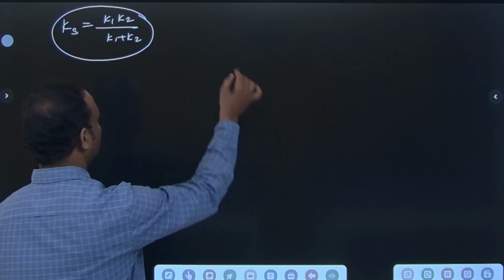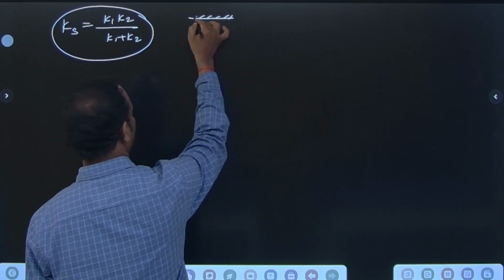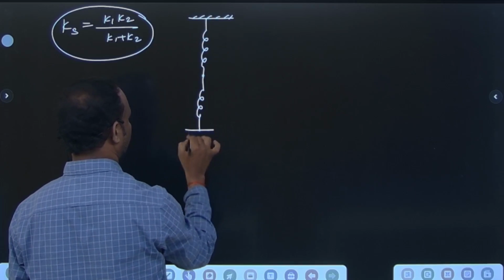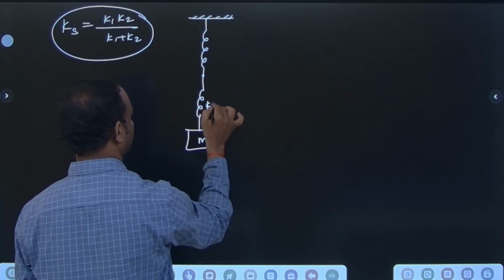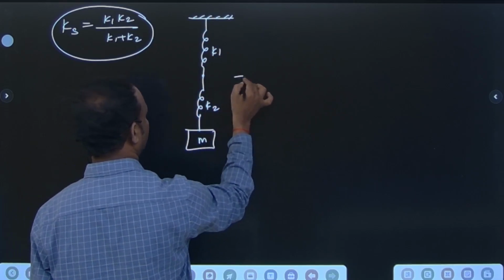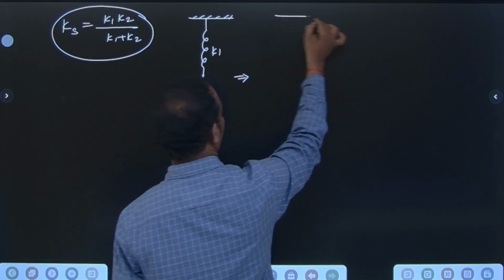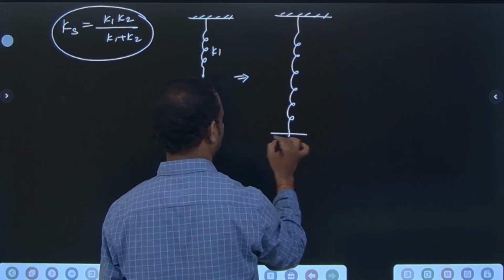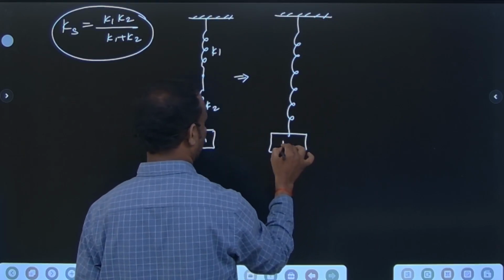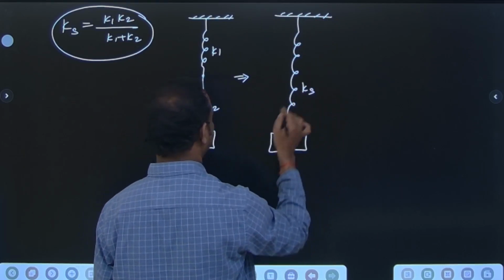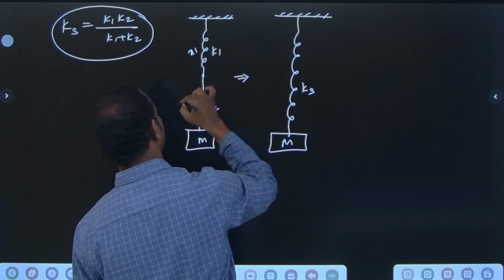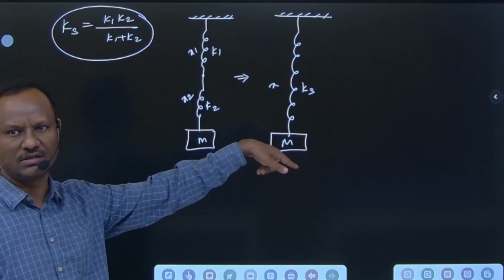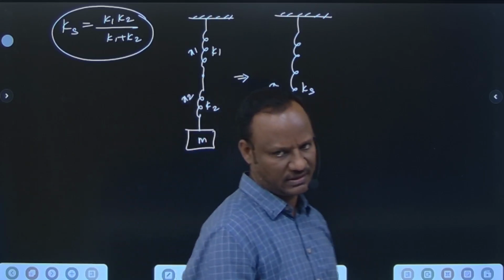We just discussed this: the first spring, the next spring, and its mass is m. This is K1, this is K2. The equivalent, the two become one, it's a Ks series. The elongations are x1 and x2, so the total X means X1 plus X2.